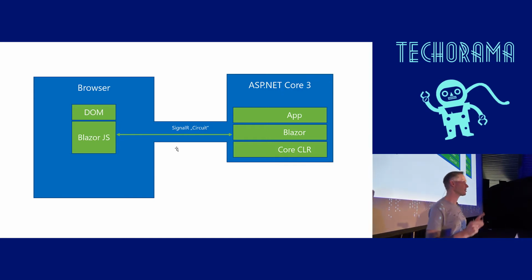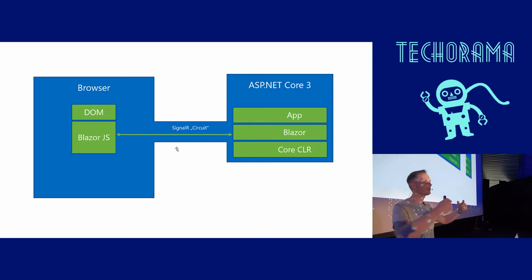This is a duplex communication, so the server can send messages to the client and the client can send messages to the server. Blazor sits on top of SignalR and creates so-called circuits. This is just a term that the Blazor team came up with. A circuit is one connection over SignalR from one client to one server. And with one client, I mean one browser window or one browser tab or one iframe in which Blazor server-side runs. This is a circuit.